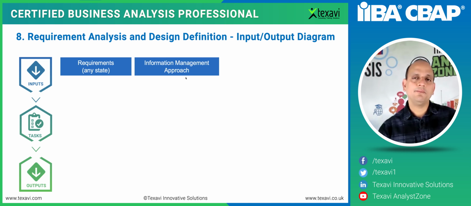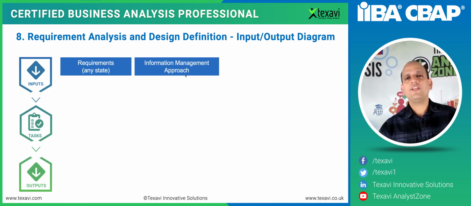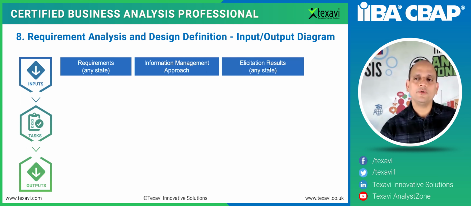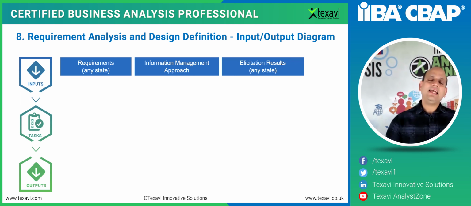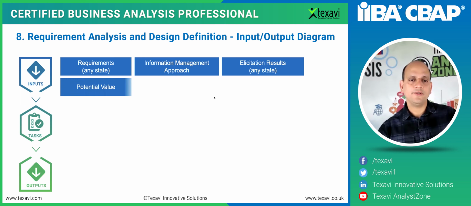And then the information management approach: how we're going to manage the information, what kind of communication we're going to engage in, which kind of details we would like to discuss with the stakeholders that we have identified, what the engagement approach is, all of those. And then the elicitation results, again either confirmed or unconfirmed, doesn't matter. They're still going to feed into the analysis activities that we are going to discuss.